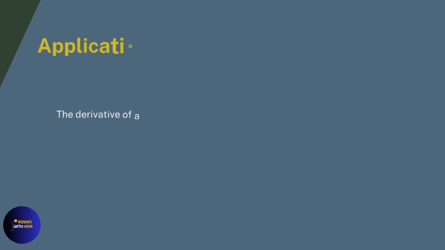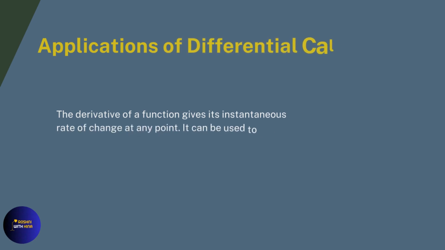Applications of differential calculus. The derivative of a function gives its instantaneous rate of change at any point. It can be used to find maxima and minima of functions.